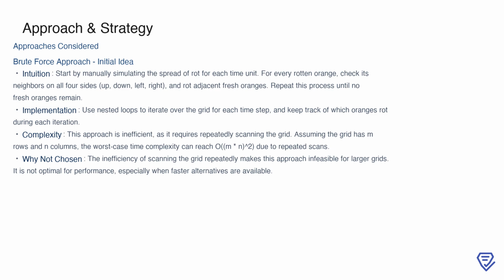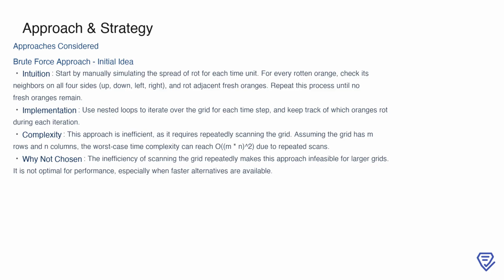The implementation involves nested loops to iterate over the grid at each time step, keeping track of which oranges rot during each iteration. However, this method is highly inefficient. Since the grid needs to be scanned repeatedly, the time complexity becomes O((m times n) squared), where m is the number of rows and n is the number of columns. For larger grids, this inefficiency becomes a major drawback, making brute force impractical.